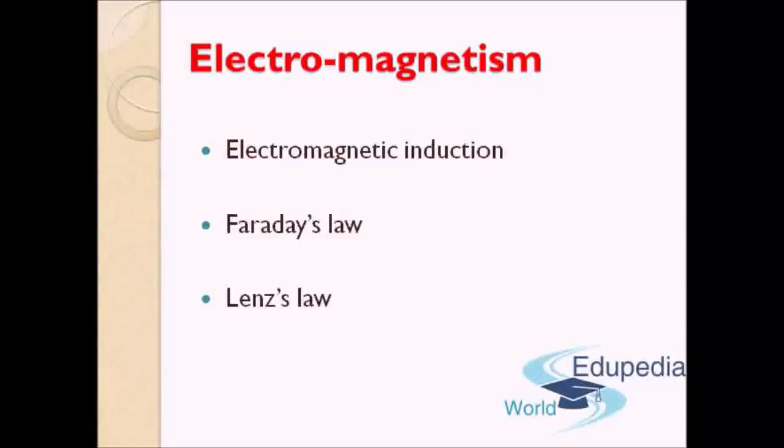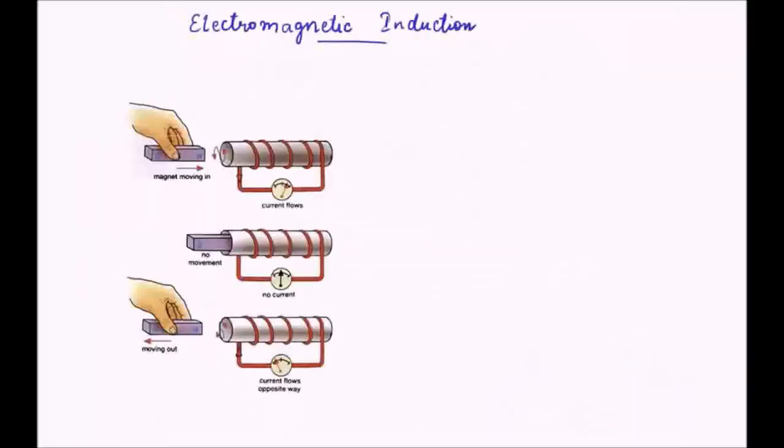First is Faraday's right hand rule, and second, the more popular law, Lenz's law. So let's start our discussion on electromagnetic induction. We have already seen in our previous discussion that a current carrying wire produces a magnetic field. Now, a scientist by the name of Faraday thought, when a current carrying wire can produce a magnetic field, is it possible for a magnetic field to produce current?